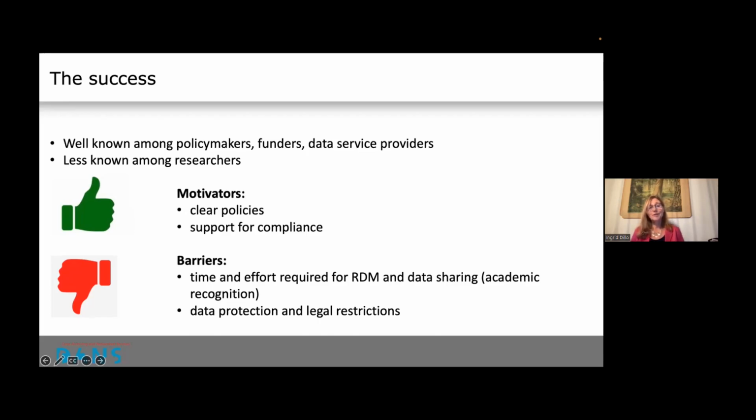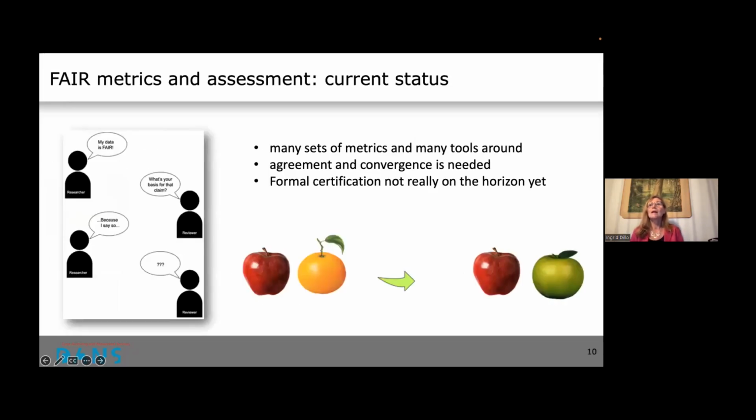So all in all, I think you can say that FAIR is well known as a concept among policymakers and funders and data service providers, but maybe still a lot less among researchers. At least that is what the results in Europe say.